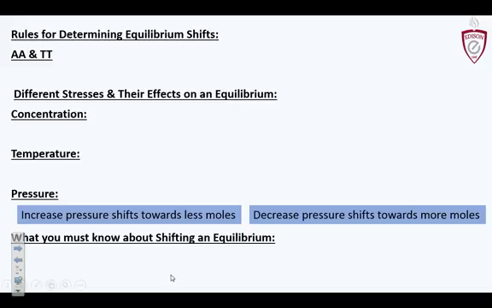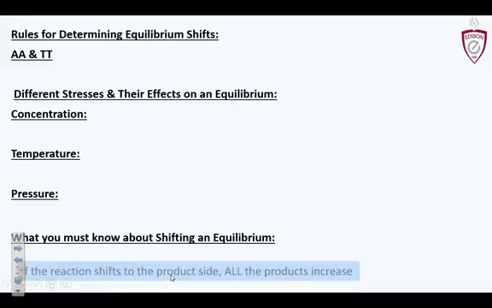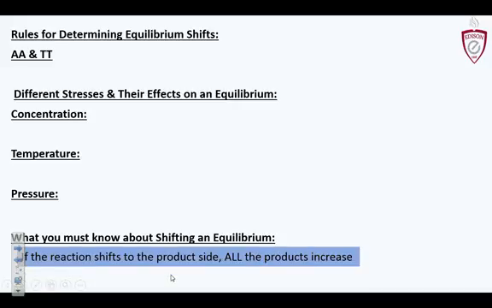Now the overarching theme of this particular part of the notes is that if the reaction shifts to the product side, all the products increase in their concentration. So if you had one mole of a product and the reaction shifts to the right side, the product side, you're going to have more than one mole at the end. The concentrations will change when you shift in equilibrium because it needs to reestablish the equilibrium. And then once it's reestablished, the concentrations are constant.